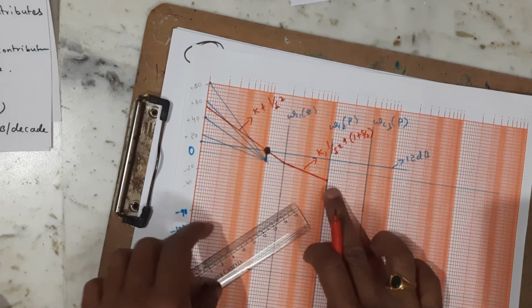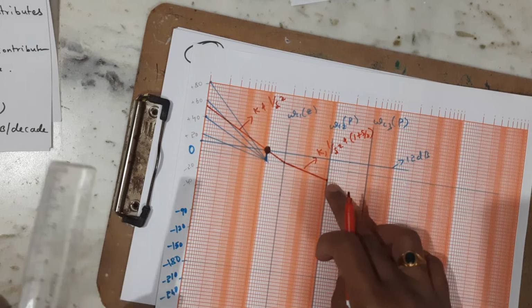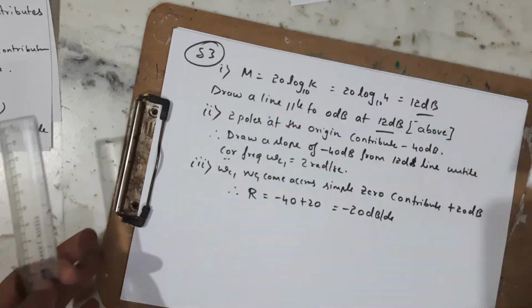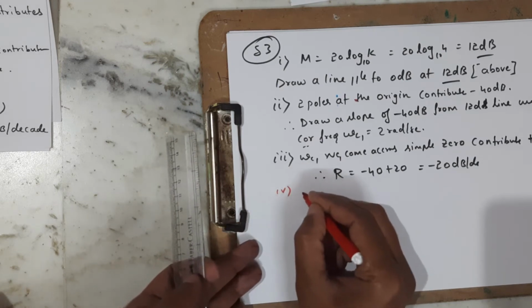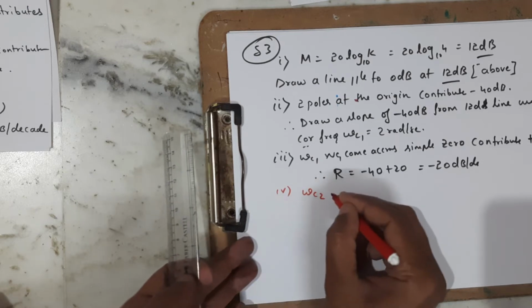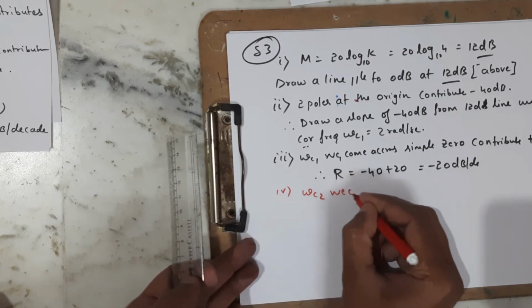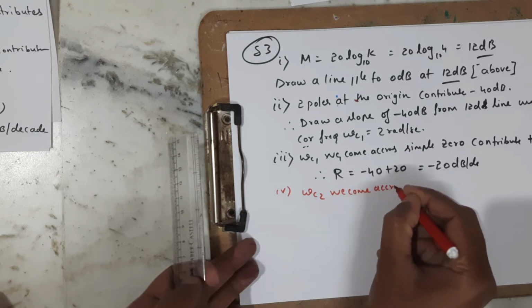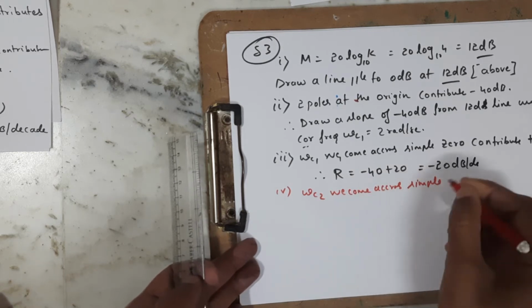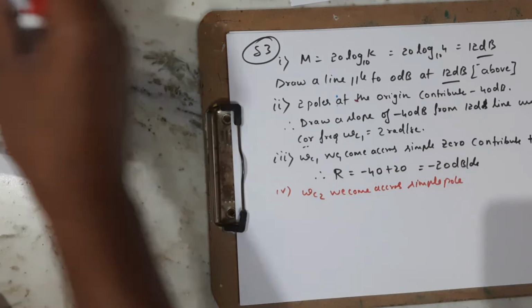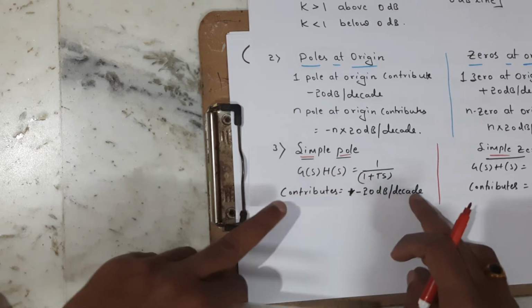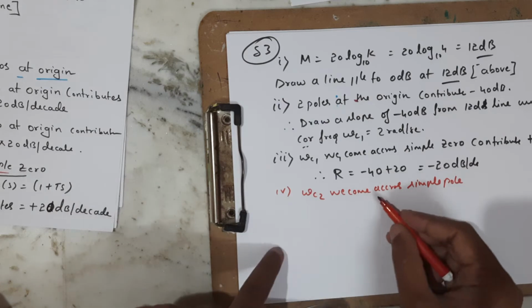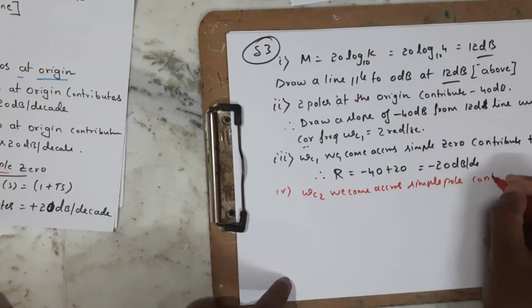Okay, so up to omega c2, and omega c2 is a simple pole. At the fourth factor, that is at omega c2, we come across a simple pole. So as per the steps, what is the contribution of a simple pole? It is going to contribute minus 20 dB per decade. We come across a simple pole, it contributes how much? Minus 20 dB.